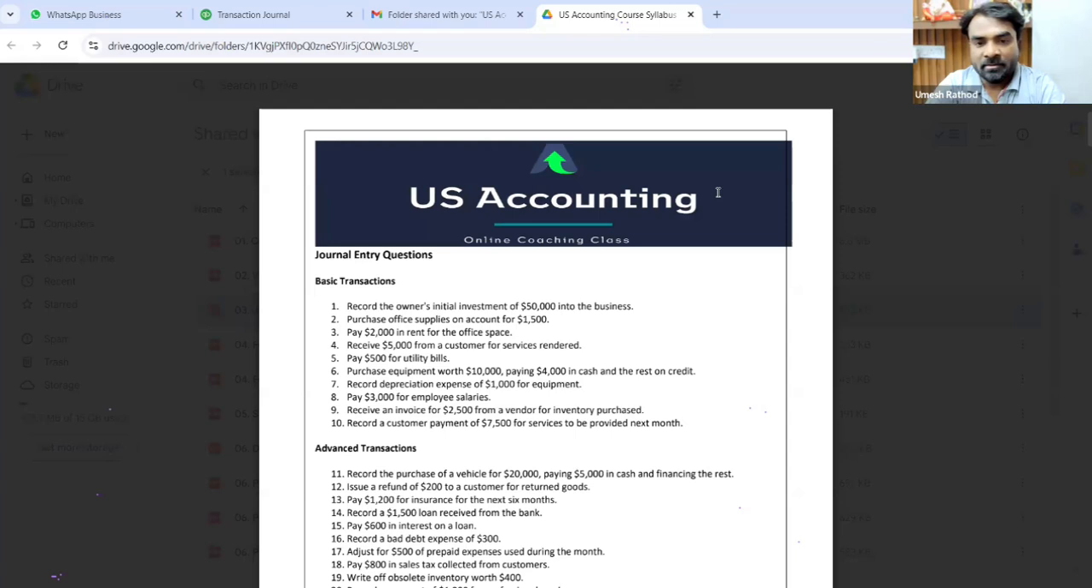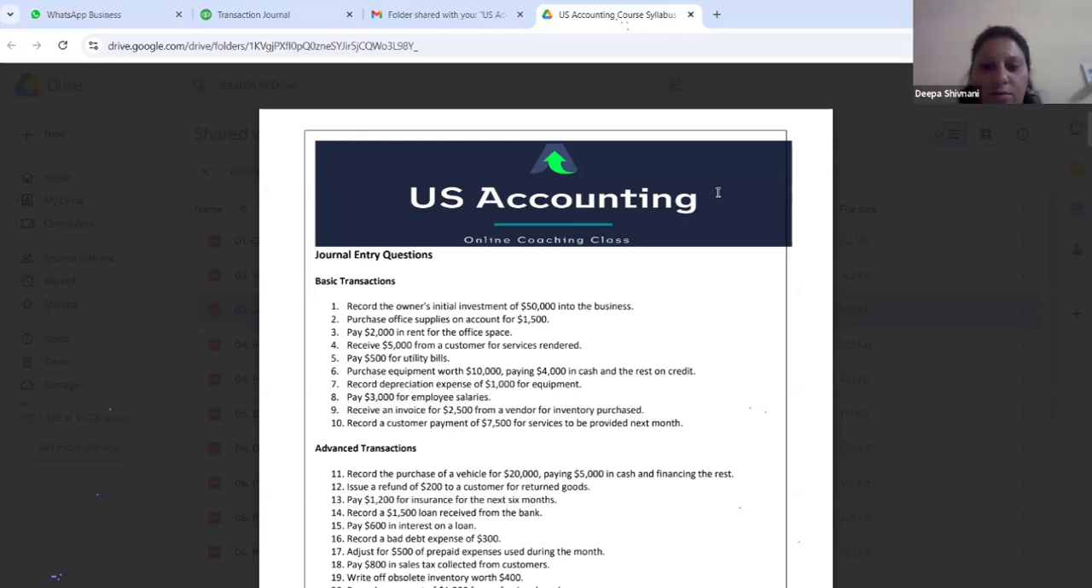Now you are making payment. So when you make payments, your bank balance goes down. So you have to credit the bank account. And which account do you have to debit? You are paying to whom? To the vendor. So you have to debit the vendor, and the amount is 4,000.